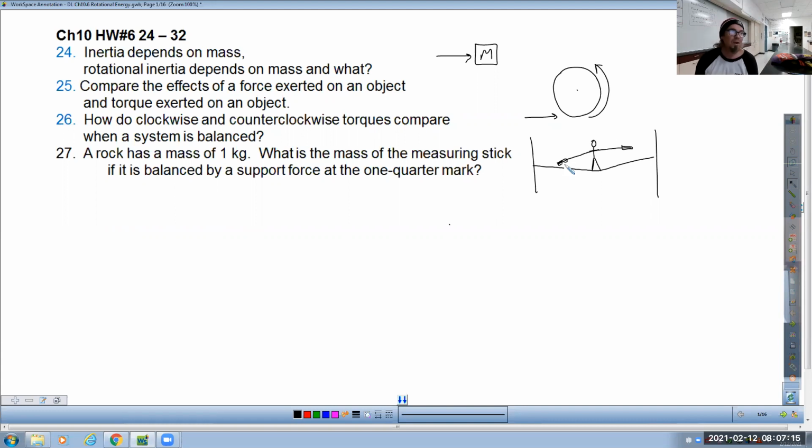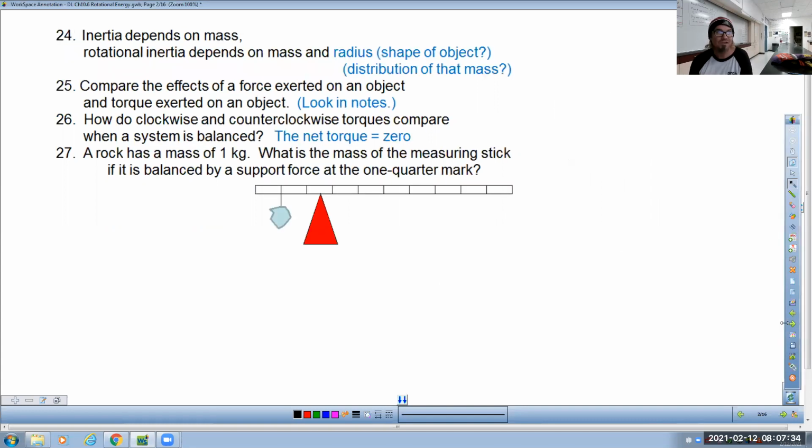Number 25, compare the effects of a force exerted on an object with a torque. A force causes a mass to accelerate. A torque causes a mass to rotate, to angularly accelerate. Question number 26, how do clockwise and counterclockwise torques compare when a system is balanced? They cancel each other out so that the net torque is 0.